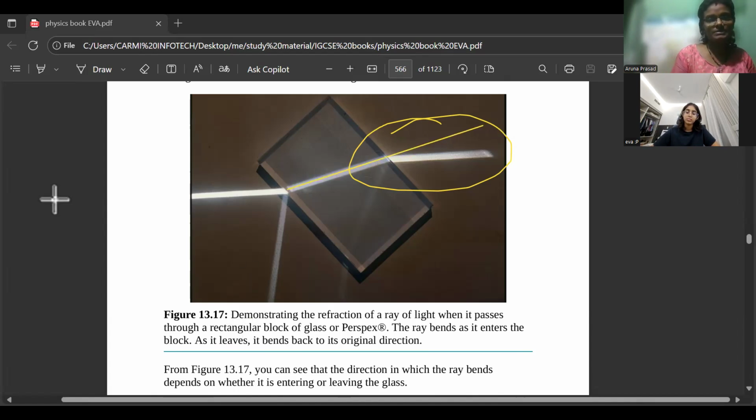See, this is the original path, Eva. It would have traveled this way if it had been in the same medium. But here, when the medium is changing, this is the displacement.